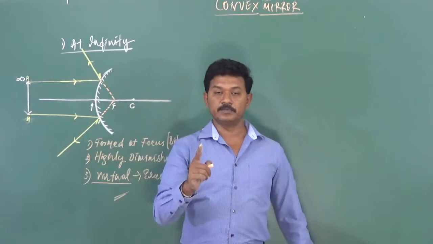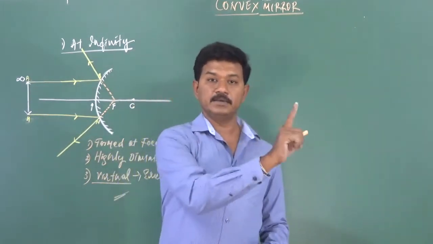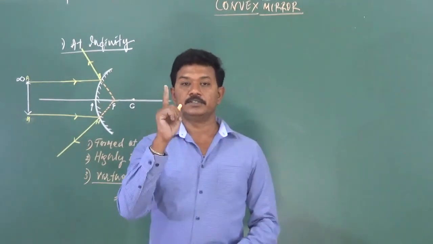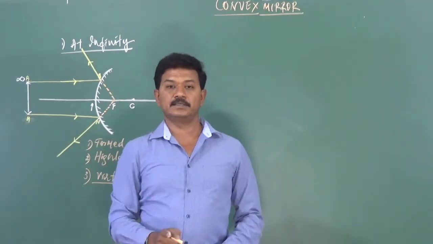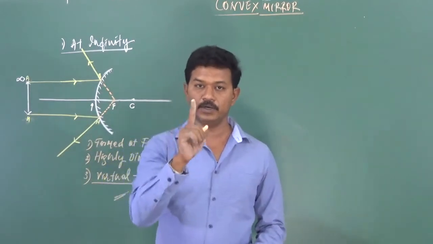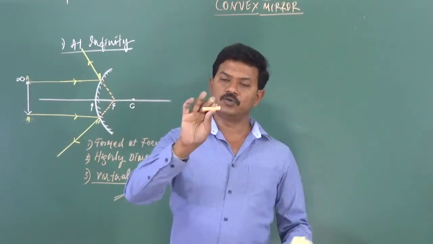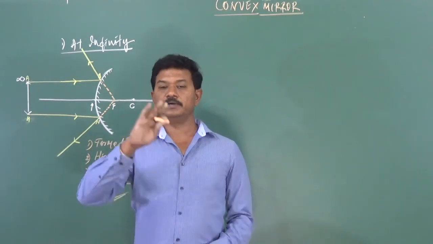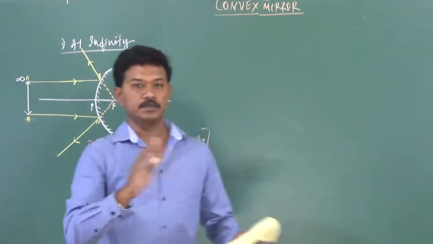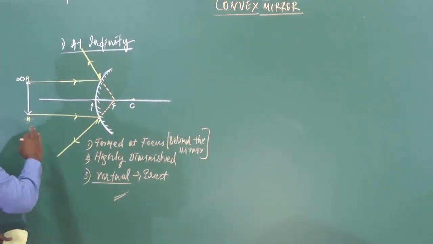In front of a convex mirror, when we keep an object at infinity, the image will be formed behind the mirror at the principal focus. It will be highly diminished, virtual and erect. If it is erect, it is virtual. If it is virtual, it is erect. So one concept is with you: if you know that the image is virtual, no doubt it will be erect. If you know that the image is erect, 100% it is a virtual image. Vice versa, both are the same. So this is what happens when the object is kept at infinity.